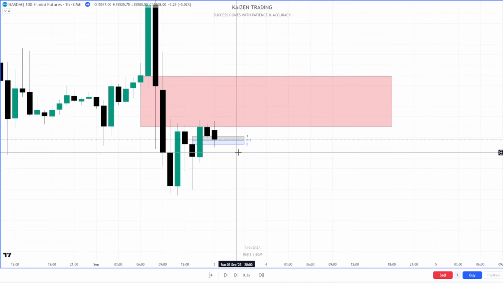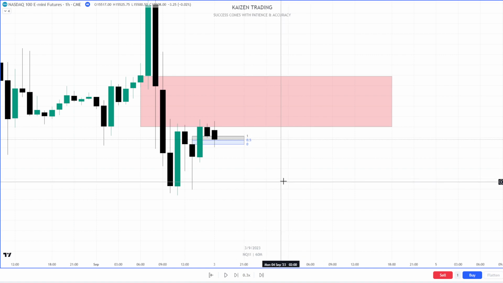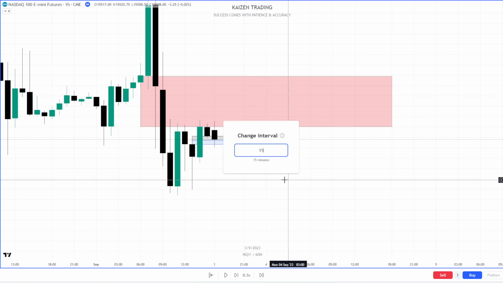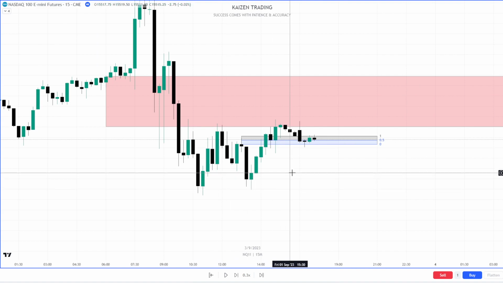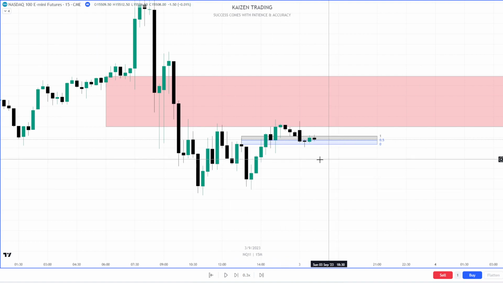So we're not going to take plays just based off of the hourly chart as far as our entries go. So if we move down to a 15-minute time frame, we can start narrowing down where our entries are going to be. And then from there, we would move down to the 5-minute time frame.